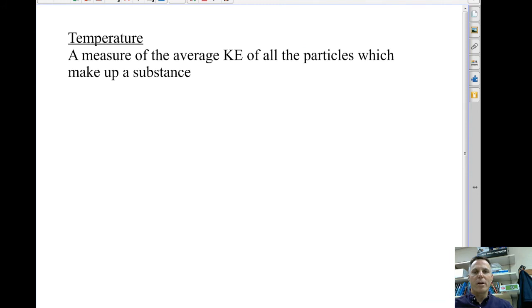So that brings us to our next idea. And that idea is that temperature is a measure of the average kinetic energy of all the particles which make up a substance. Some particles are moving fast, some particles are moving slow, but we take the average kinetic energy. That's what temperature measures. Temperature is not a measure of heat. Temperature measures average kinetic energy.